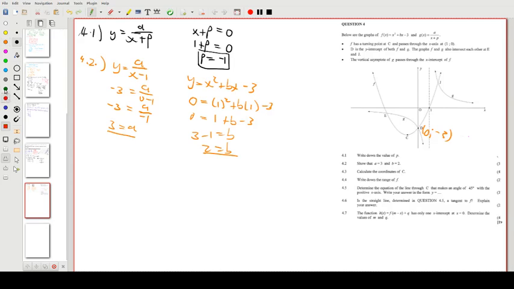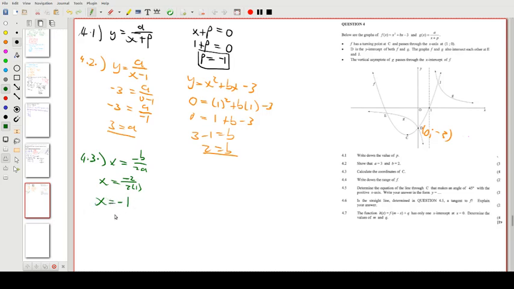For question 4.3, we have to find the coordinates of C, which is the turning point of the parabola. Now a couple of ways to do the turning point. I think the most common one would be to say that the x value of the turning point is negative b over 2a. Okay, so x equals, we know that b is 2, so negative 2 over 2 times what is a? a is the value in front of the x squared, and that is 1. So x equals negative 2 divided by 2, that's negative 1. That's the x value.